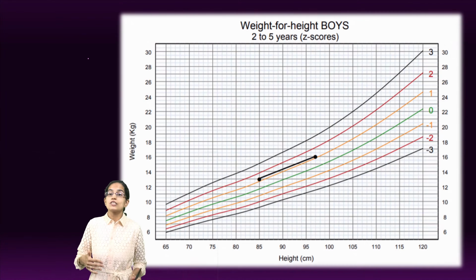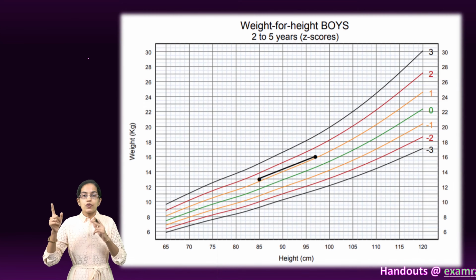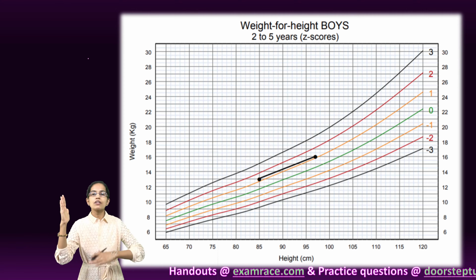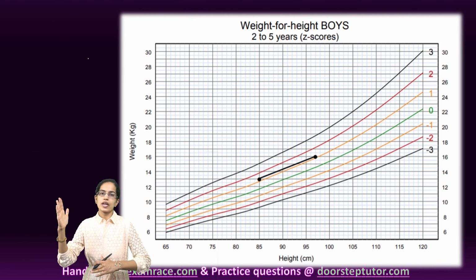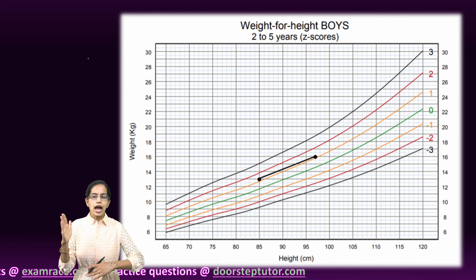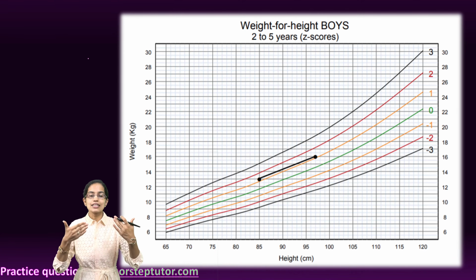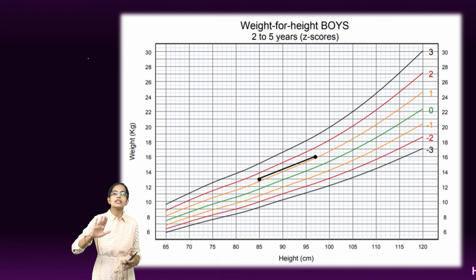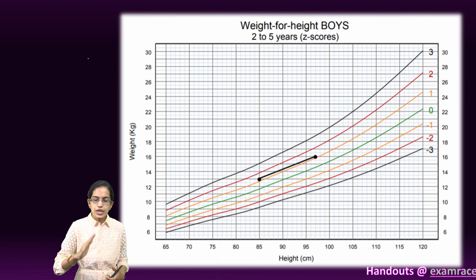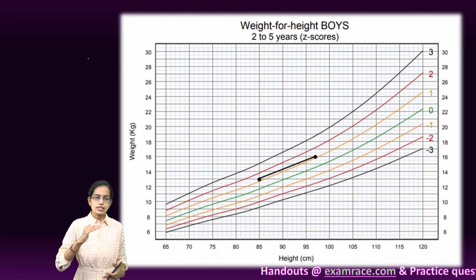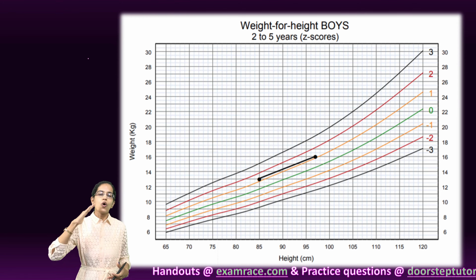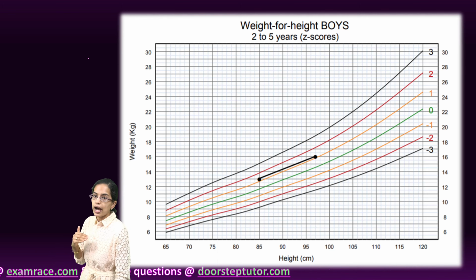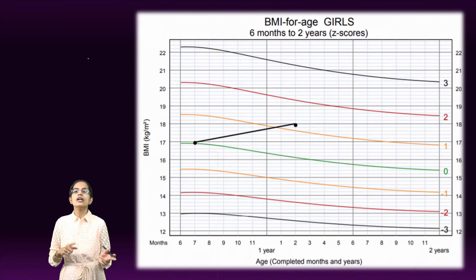Now, what is wasting? Wasting is the weight for height chart. So here we do not take age into account. We have the weight for height ratio. So with this much weight, what should be the height of the child? And again, if it is less than -2 standard deviation, as per the WHO growth chart standard median, it is considered as wasting. So it is clear that wasting can be analyzed by the weight for height ratio or the BMI.